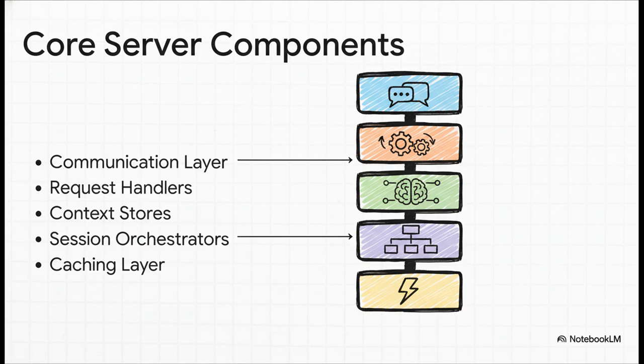So if you look inside, an MCP server is really built from 5 key parts. You've got a communication layer, which is how it talks to the client. You've got request handlers, which do the actual work. Context stores, which are for remembering things, session orchestrators, which manage those multi-step jobs, and finally, a caching layer to make everything speedy. These 5 pieces are basically the engine of the server. Let's break down what each one does.